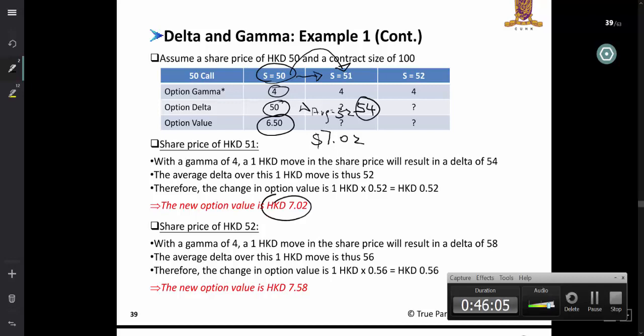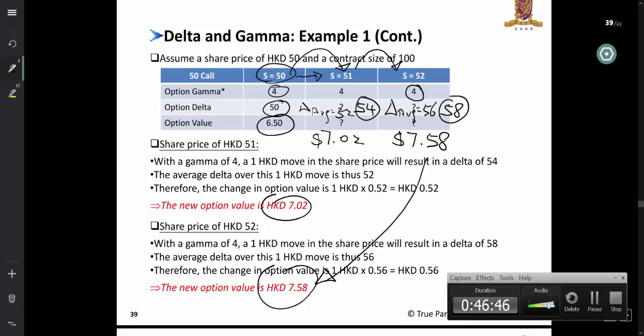Yeah? Now, you can do the same thing from 51 to 52. So gamma remains unchanged. And now the delta, I know, will be 58 because it's 54 plus 4. So the average delta is 56. So I know the new price change, I just add 56 cents to it, which is going to be 7.58, which is what you see down there.